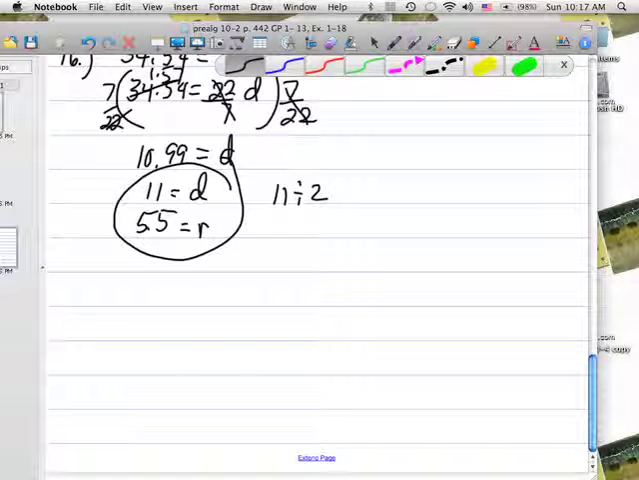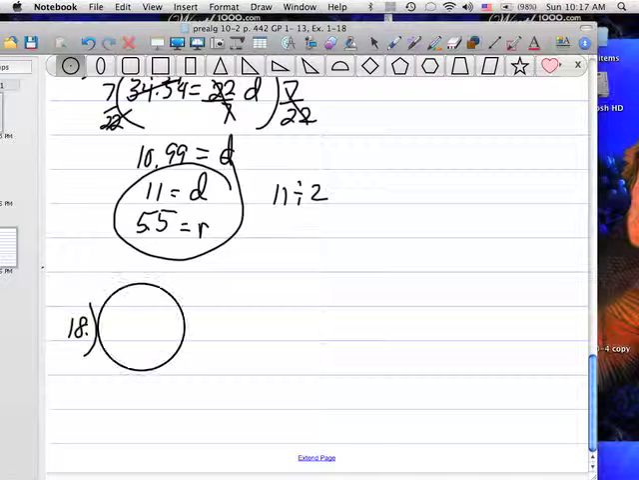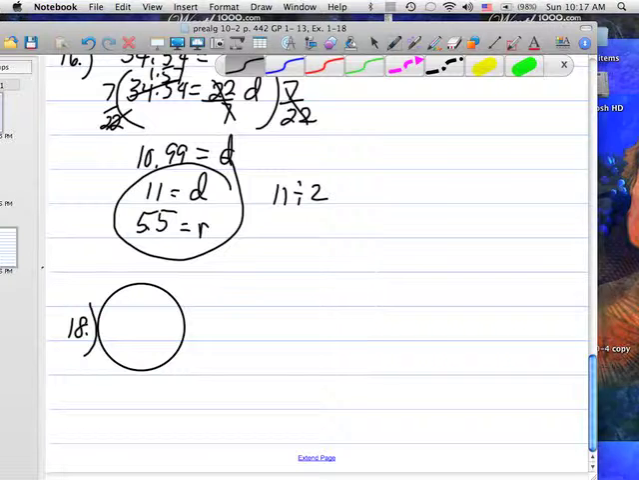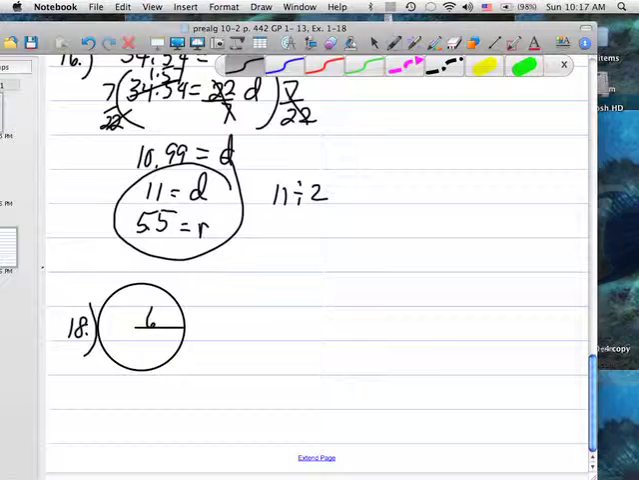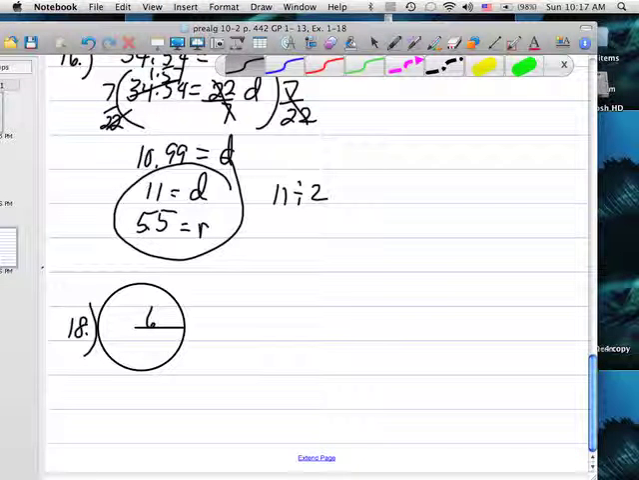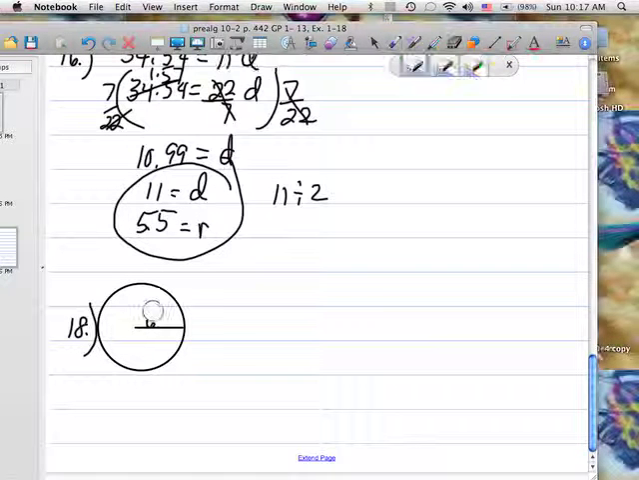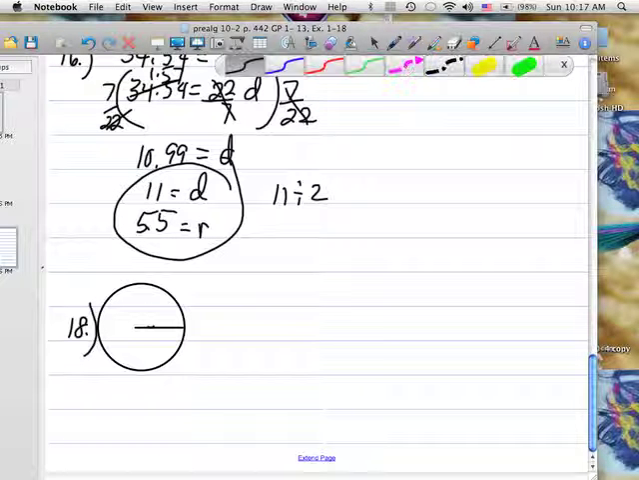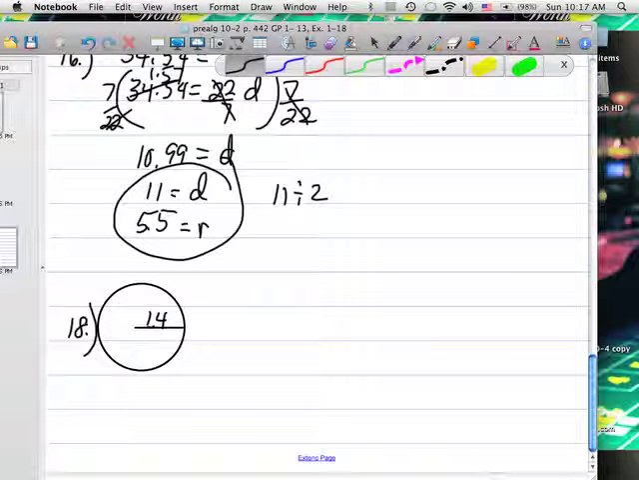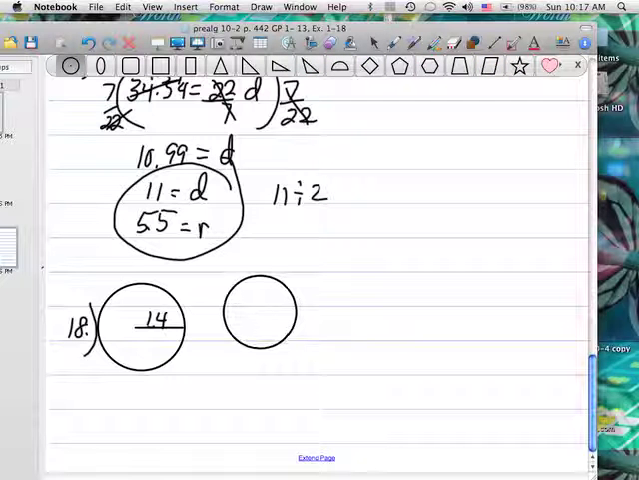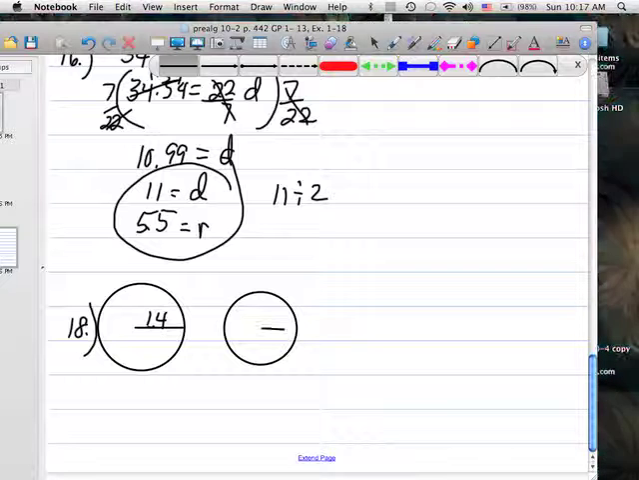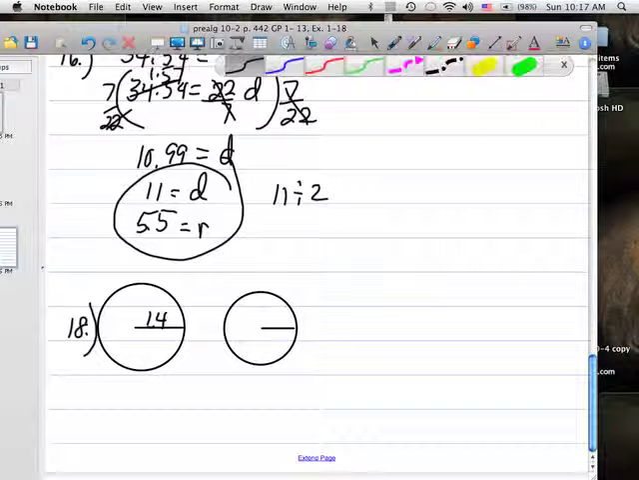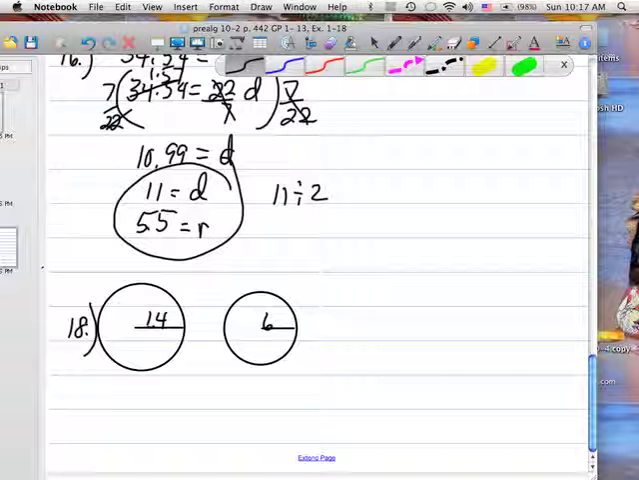And problem number 18. The radius of a front wheel of a tricycle. So here we have a tricycle. The radius of the front one is 14, and then we have the back one, and its radius is 6. And they want to know how much larger is the circumference of the front wheel than the circumference of the back.